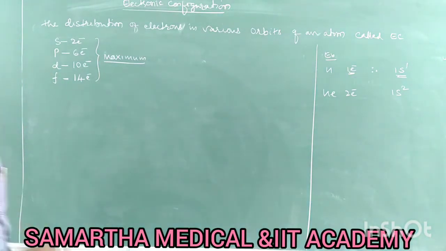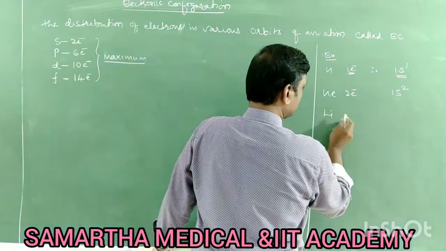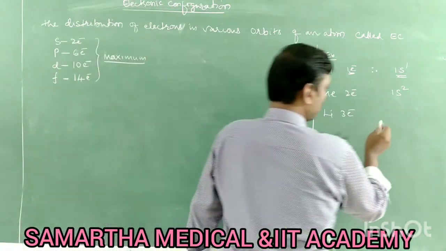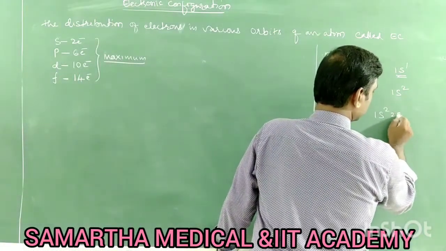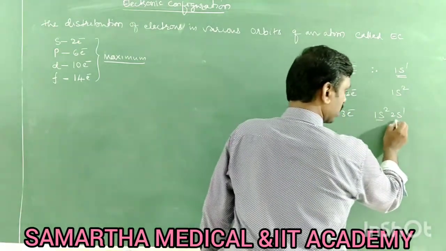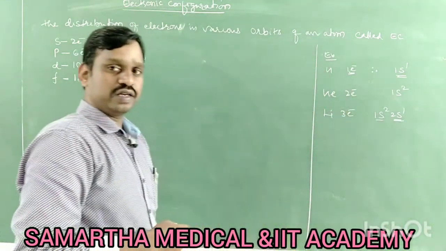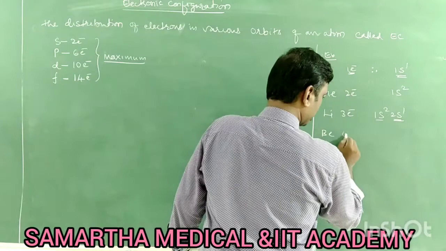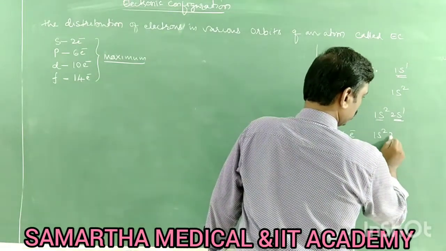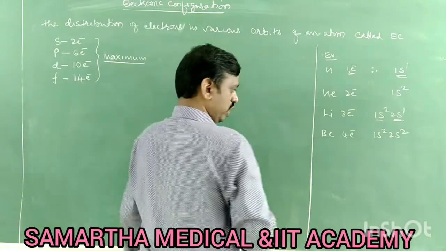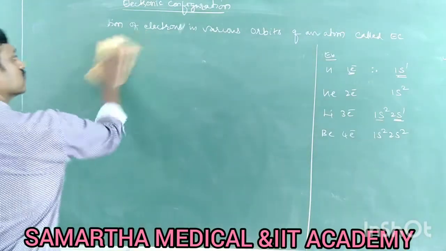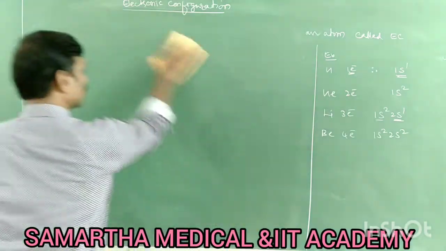That is the meaning. Next, lithium. Lithium has 3 electrons: hydrogen, helium, lithium. So these 3 electrons are accommodated as 1s2, 2s1. After 1s, electron enters into 2s, we have studied that energy order. Next is beryllium, with 4 electrons, therefore it is 1s2, 2s2. Similarly, you can write the complete 30 elements. So I'll write all the elements in a tabular column.